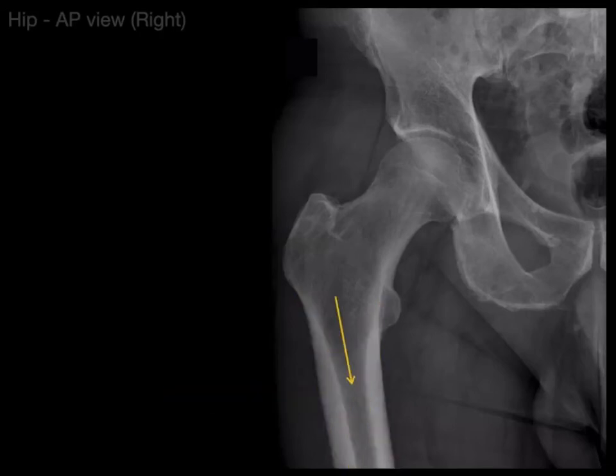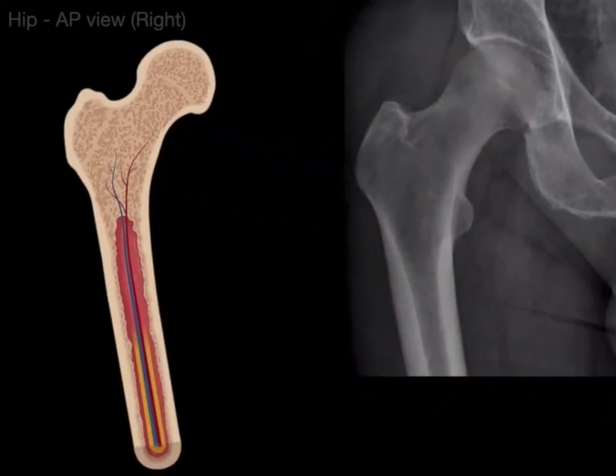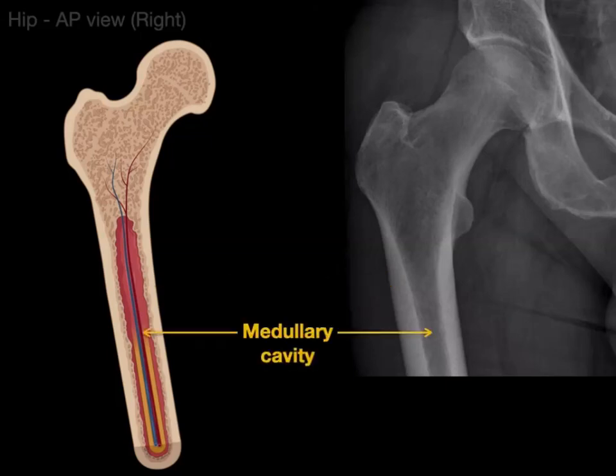The grayer area in the middle is the medullary cavity. It looks something like this, where the compact bone is very dense, hence why it's a white collar. Whereas the medullary cavity houses primarily yellow bone marrow and a little bit of red bone marrow at the top. That's why it looks darker.